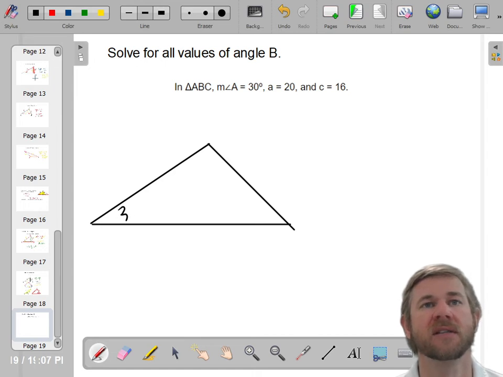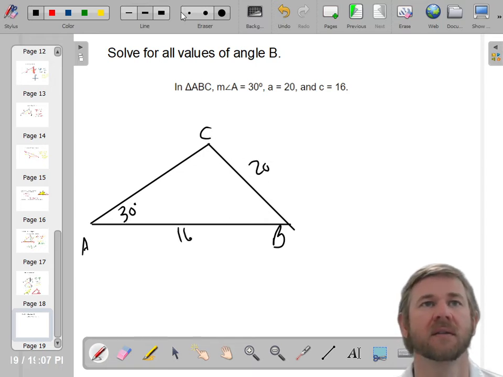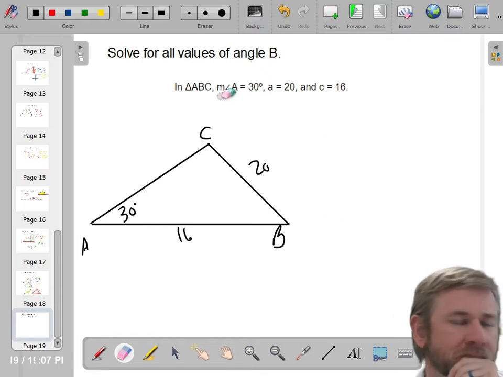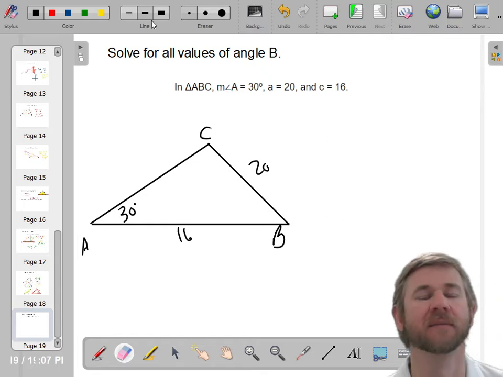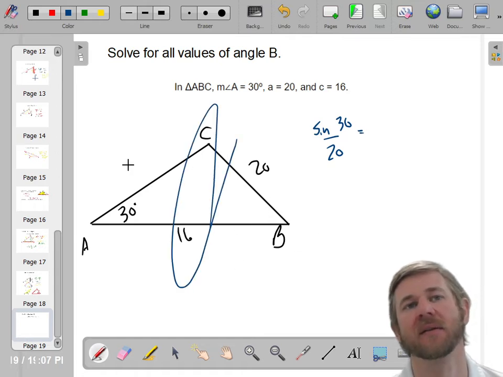So we have 30 degrees again. A, B, C. A is 20. C is 16. Okay, well this one's oriented slightly differently. That's okay. It's not that big a deal. We're going to do the same thing though. Sine of 30 over 20 is, now in this case, we don't know anything about side B, so we have to do it with side C.